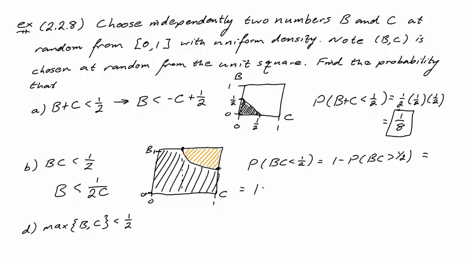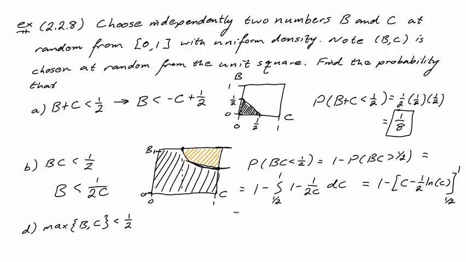And so this is going to be equal to 1 minus the integral from 1/2 to 1 of 1 minus, so the region, the area between these two curves, so the b equals 1 line and this curve down here, is going to be 1 minus 1 over 2c, integrate with respect to c, and we end up with 1 minus, and the antiderivative is c minus 1/2 natural log of c, c going from 1/2 to 1.